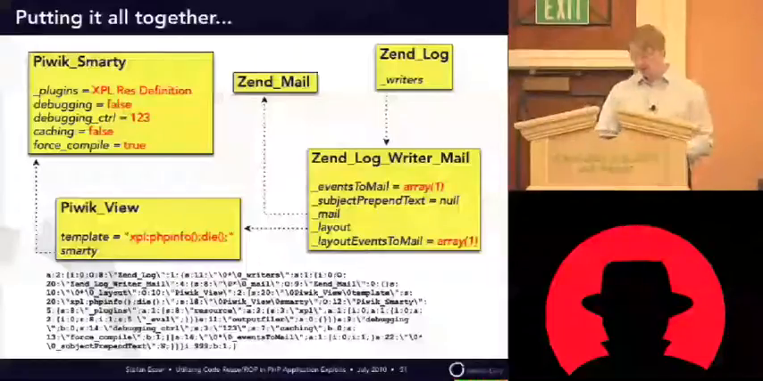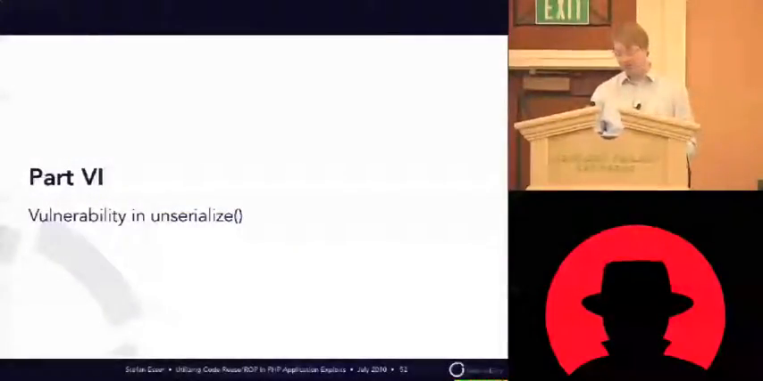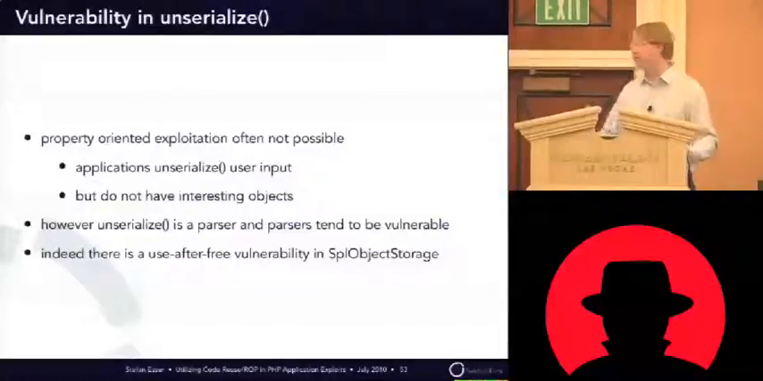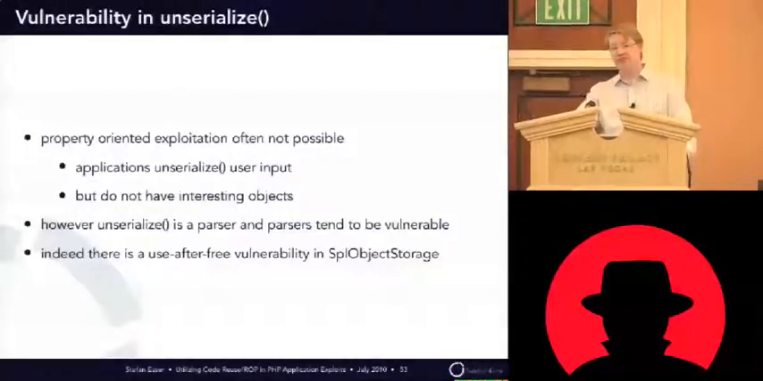The problem is, I told you, there are some applications that unserialize user input, like WordPress, but they don't have interesting objects. So they have no destructors, no wakeups, and so you cannot exploit them with the property-oriented programming way. You need another way. And what you need is a vulnerability in the unserialize part itself. And what I show you is a use-after-free vulnerability in the SPL object storage class of PHP. And this was actually a 0-day until about 1 month ago, and 1 week ago it was fixed.